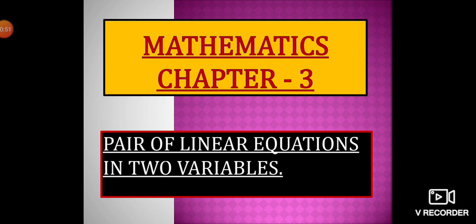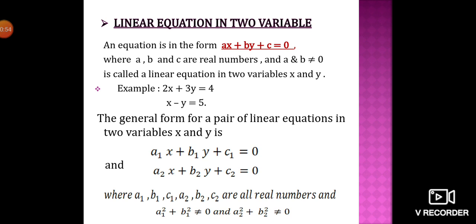So we can go through the definition. Linear equation in two variables. So already we discussed equation with two variables. An equation in the form ax plus by plus c is equal to 0, where a, b and c are real numbers and a and b not equal to 0, is called a linear equation in two variables. Here the two variables are x and y. So any two variables you can take, but here I am writing the general equation in terms of x and y. So two variables we are taking x and y.